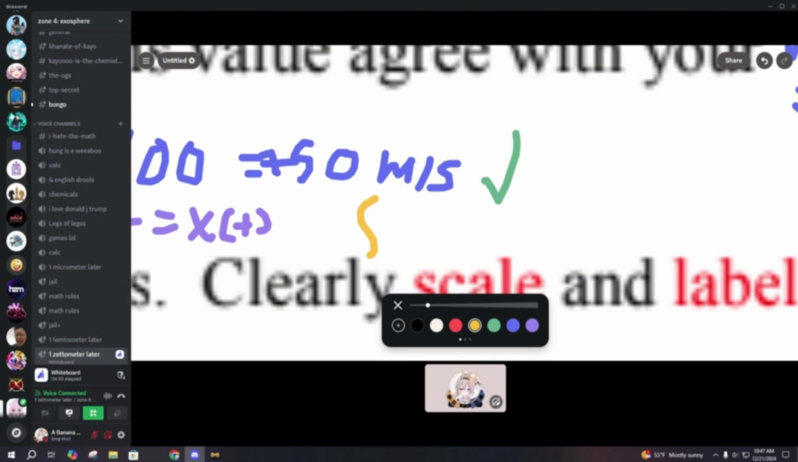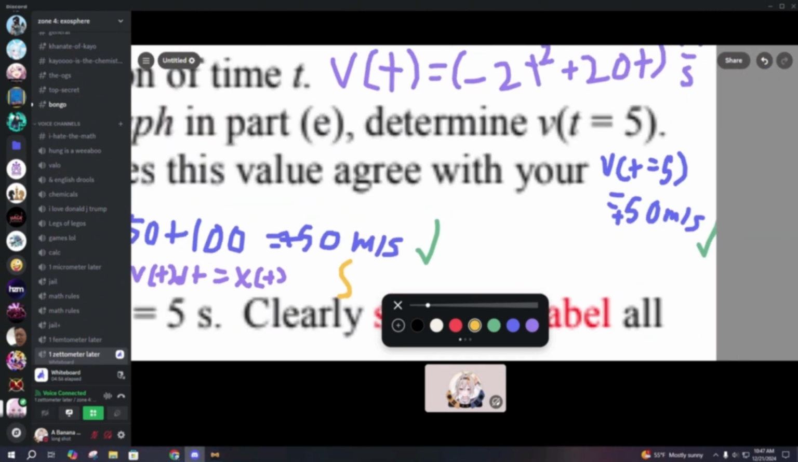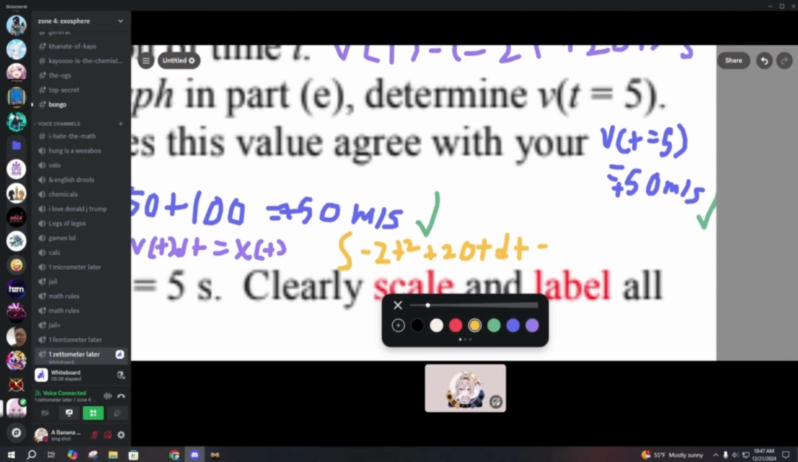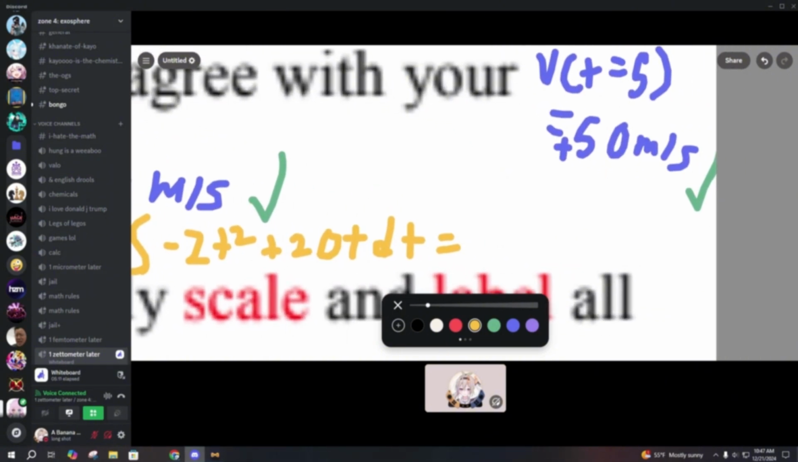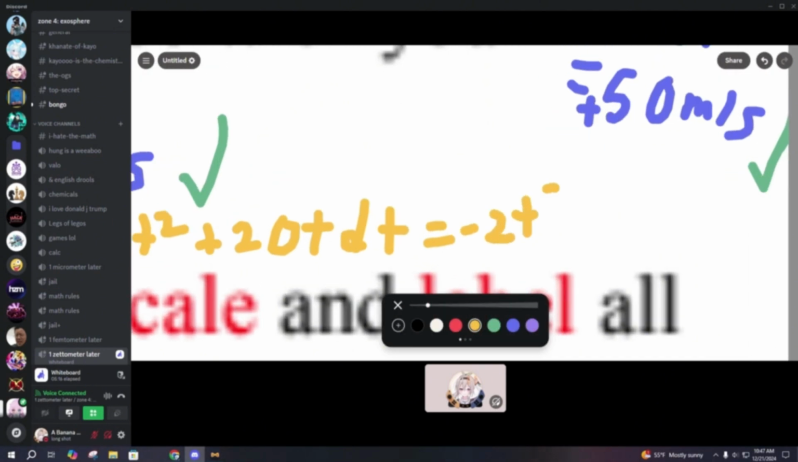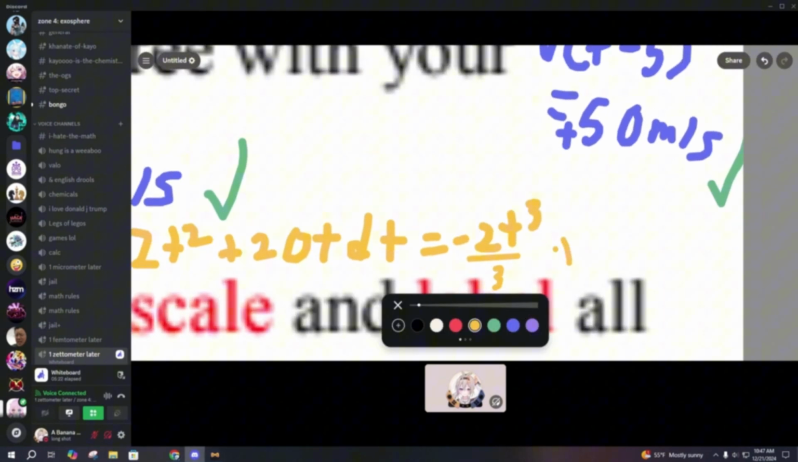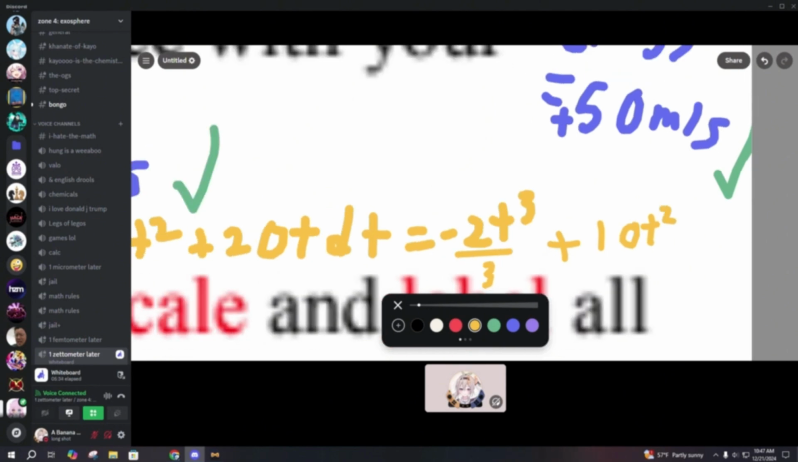So, let's integrate. Integrate v of t, which I will just bring down, negative 2 t squared plus 20t with respect to time is equal to x of t. Well, let's integrate it. Add 1 to the exponent, divide by that exponent. Negative 2t cubed over 3. Plus, again, add 1 to the exponent, divide by that exponent, 20t squared over 2, which I'm just going to simplify instantly to 10, because 20 divided by 2 is 10. And seems like that's it.